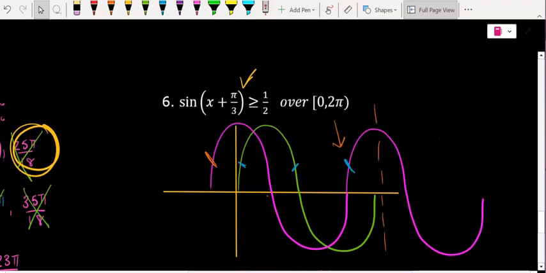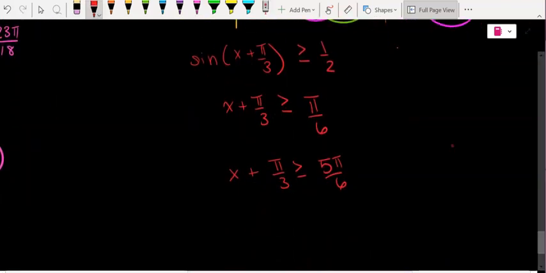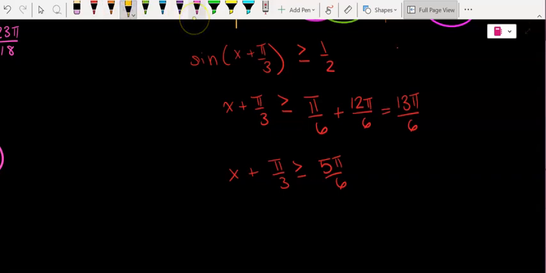So instead, what I'm going to go ahead and do is add 2 pi because that's what my period is. I'm going to add 2 pi to pi over 6. So I'm going to add 12 pi over 6 because that's equivalent to 2 pi. And so now I have 13 pi over 6. So instead of doing pi over 6, I'm going to do 13 pi over 6. I'm going to look right there, okay?